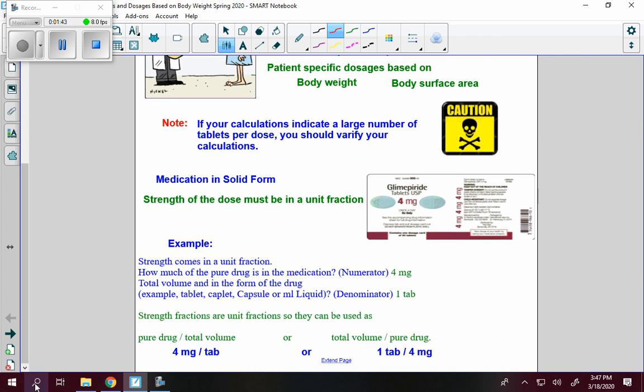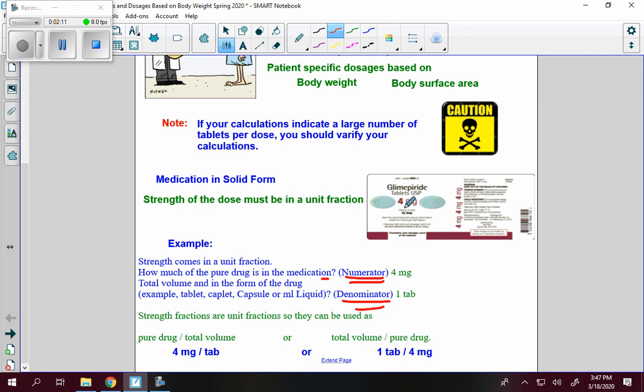So for medication in solid form, the strength of the dose must be in a unit fraction. The unit fraction is going to be the amount of medication, pure drug, how much of the pure drug is in the medication, which will be the numerator of your strength fraction. The total volume in the form of the drug, for example, tablet, capsule, caplet, or milliliters if it's a liquid, will be in the denominator.